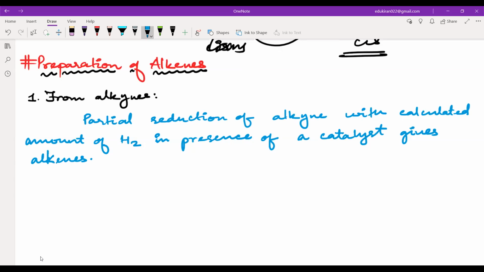so you can write here a general formula: C triple bond C, when you react this with H2 over Pd, or wait a second, we react like this. C triple bond C with H2, and you will have palladium over charcoal, that is carbon. You will be getting C double bond C.